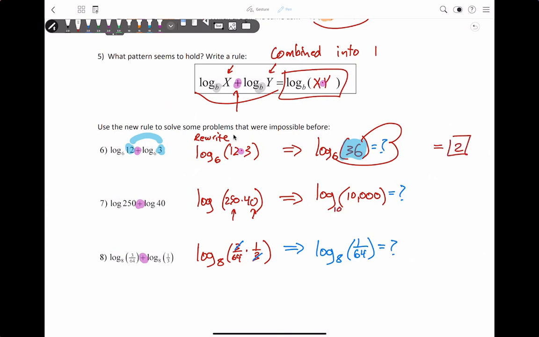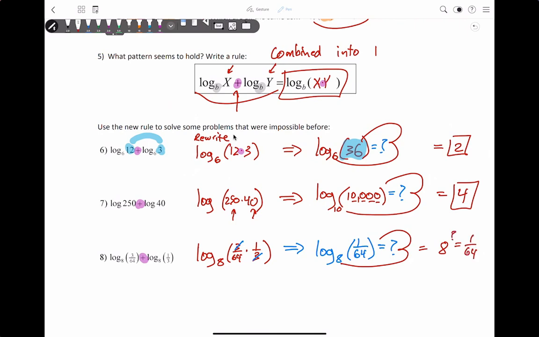Then I have an understood common base of 10. 10 to the power of something is 10,000. Well, that's going to be 4, okay? Because I have 4 zeros here that this 10 will end up becoming. And then 8 to the power of something is going to be 1/64. Okay, so we could say 8 to the power of something is 1/64.